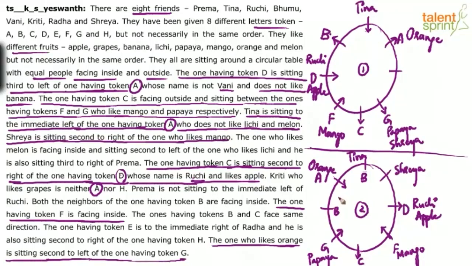Here C is facing outwards, so wherever you take B should face outwards. I think still pending with respect to case 2. Then what else is given? The one having token E is to the immediate right of Radha, and he is also sitting second to the right of the token H.